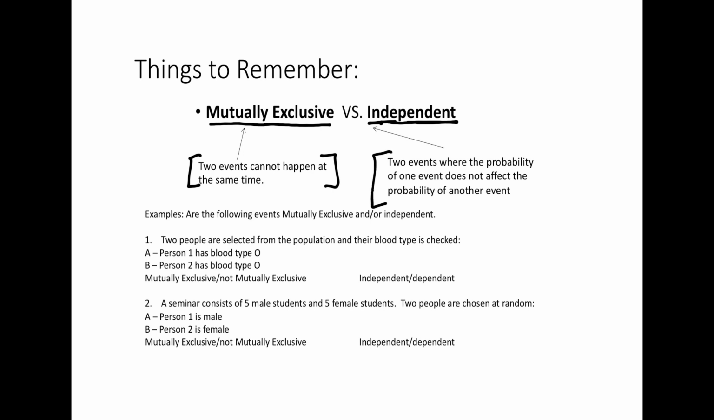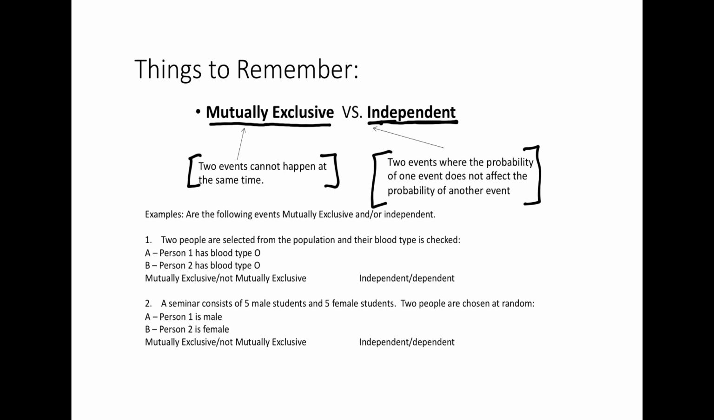Independence is something we considered when we had sequential events. And again, I'm saying these as sort of generalities. Sometimes you can have independent and mutually exclusive with single trial and double trial situations. So let's look at some examples and we can determine whether they're mutually exclusive and or independent.